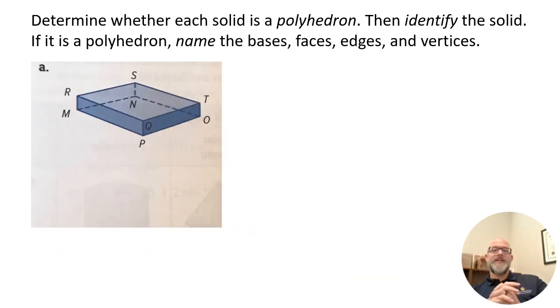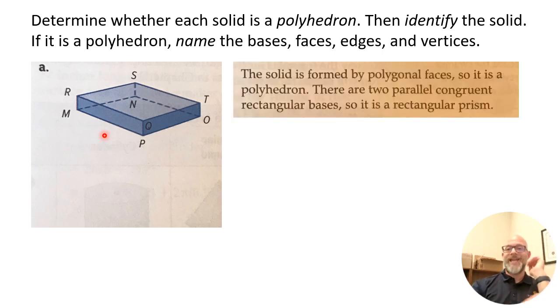Determine whether each solid is a polyhedron. Then identify the solid. If it's a polyhedron, name the bases, faces, edges, and vertices. All right, what do we see? Polyhedron? Yes. It's got edges, vertices, polygon sides. It's definitely a polyhedron. What kind? Is it a prism or a pyramid? It's a prism. Got the 2 congruent bases on the top and the bottom. And what shape are those bases? They're rectangles. So this is what we call a rectangular prism.